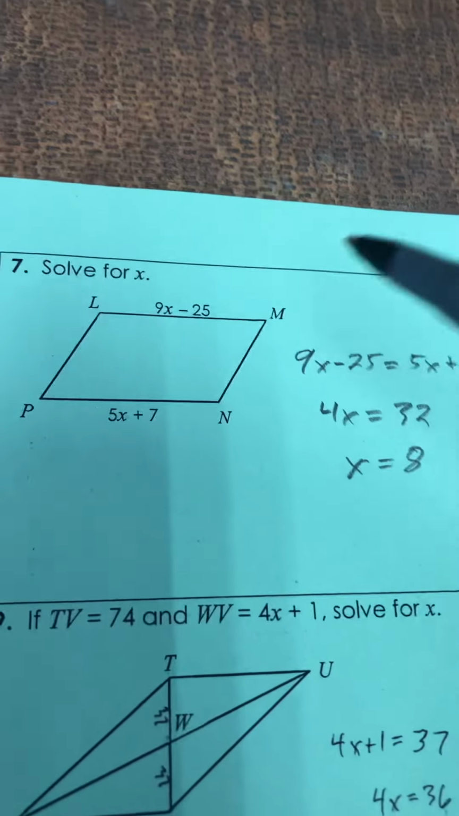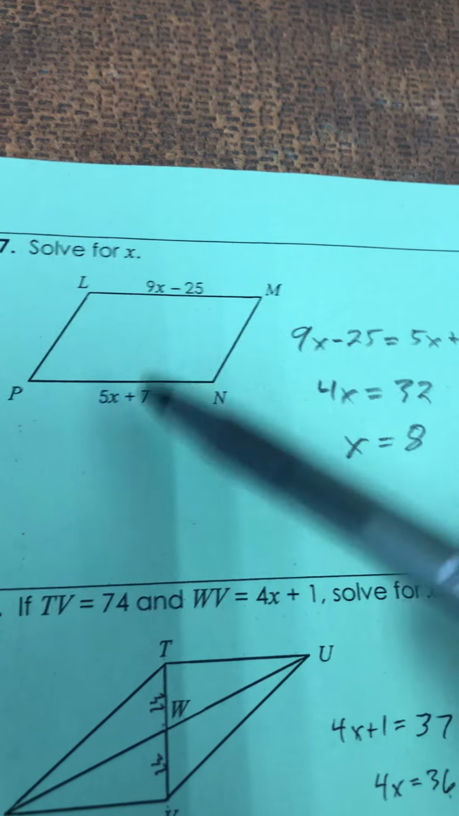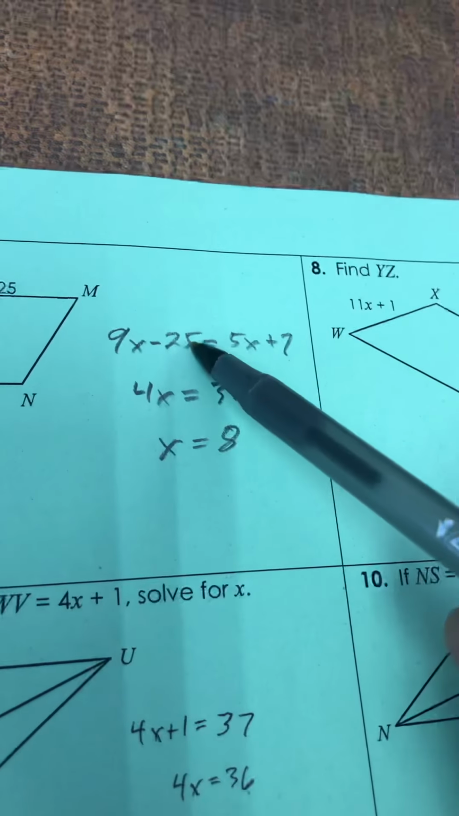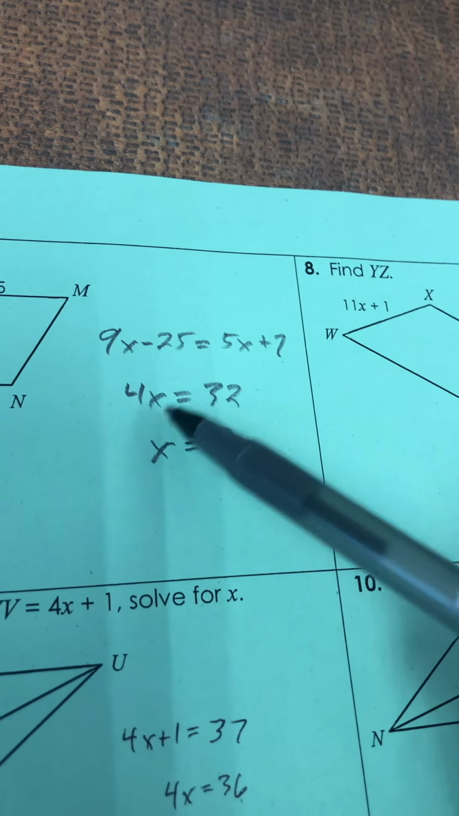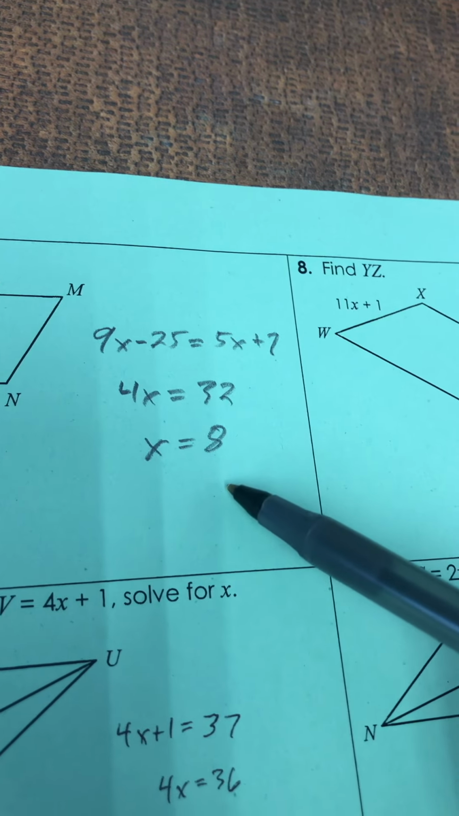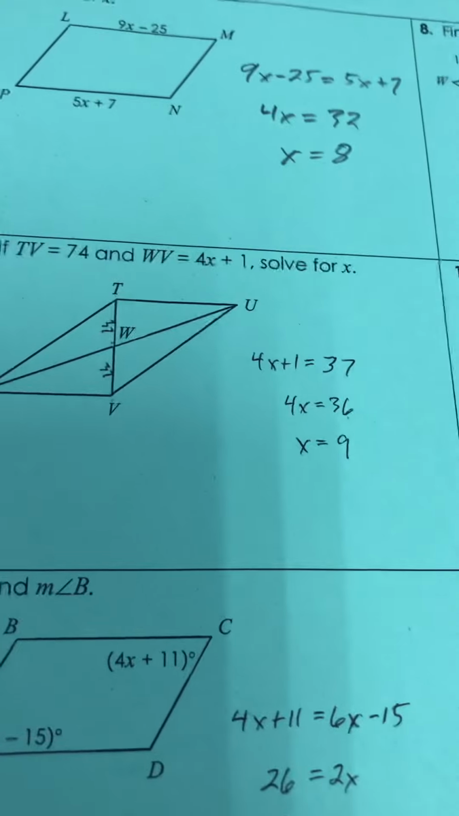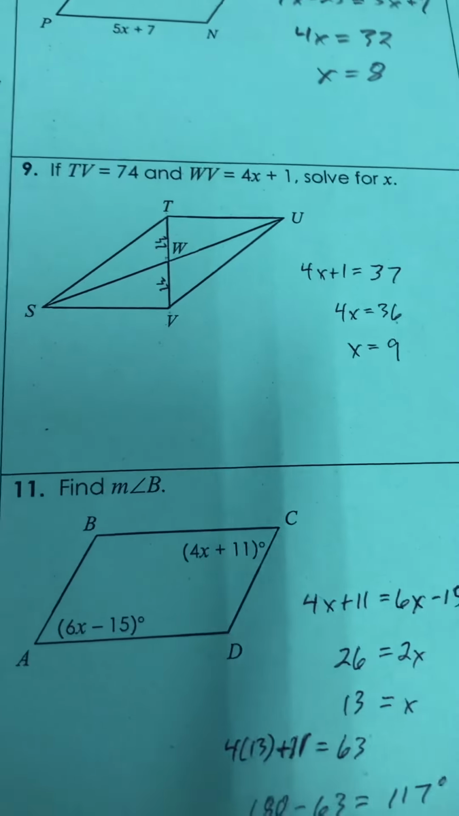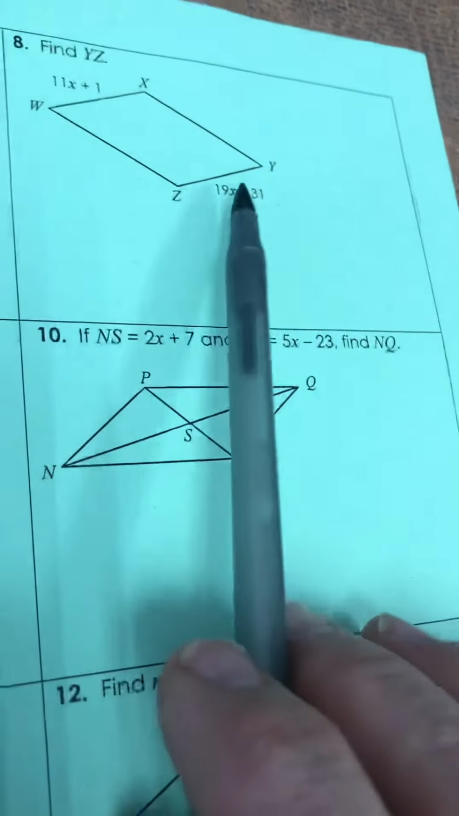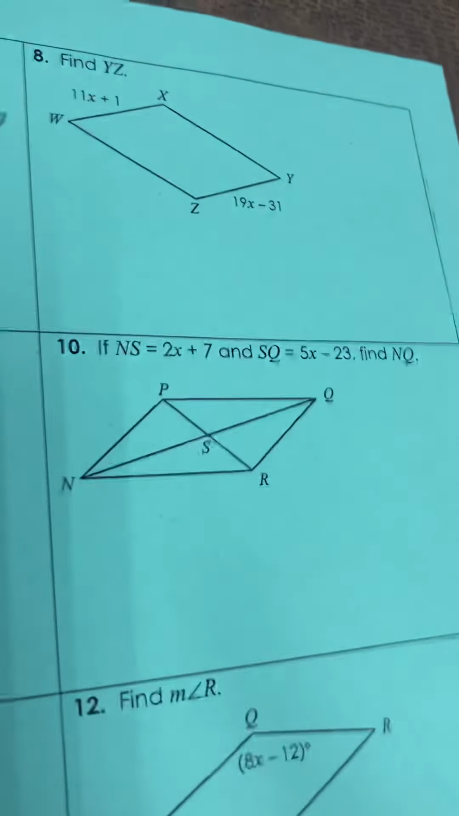Okay, moving on. For number 7, we're going to solve. This side is going to equal this side, so we're throwing a little algebra in here. So we just set them equal to each other. We combine like terms, and we get the x on one side and solve for the variable. You're going to do the same thing over here. You're just going to set that equal to that and solve for x.